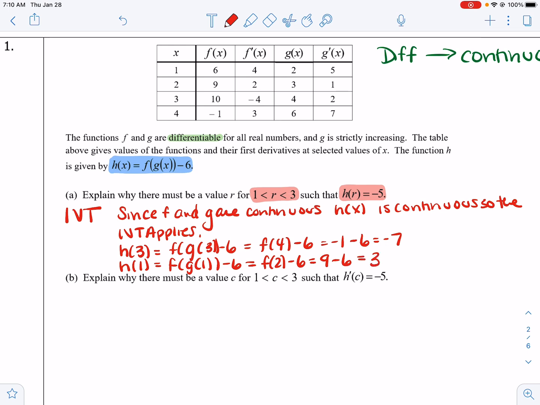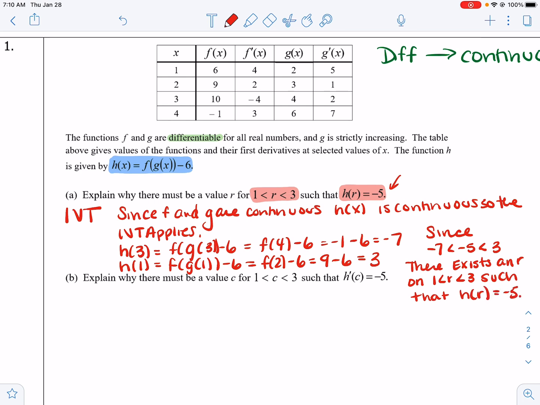Now, guys, if you take a look here, your two y values are going from negative 7 to positive 3. Negative 5 is right in between them, right? So we're going to now say, since negative 7 is less than negative 5, which is less than 3, there exists an r, so I'm just recopying the question, such that, I really should say on the interval, because remember that's part of the theorem. So it's on 1 less than r less than 3, such that h of r is equal to negative 5. So again, this was your IVT.